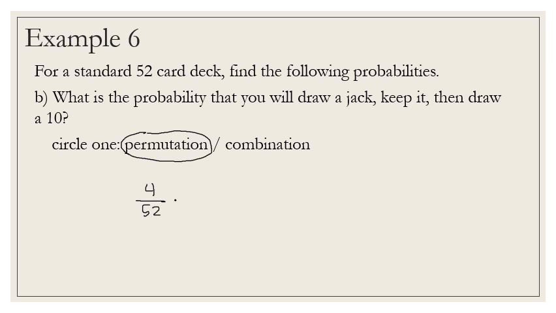And then we're keeping the jack. We're not putting it back in the deck. So there are also 4 10s in the deck, but we kept our jack, so now there's only 51 cards left to choose from, right? All right, so let's type this in. 4 out of 52 times 4 out of 51, and then push my fraction button to get a fraction. I get 4 out of 663 as the probability of that.